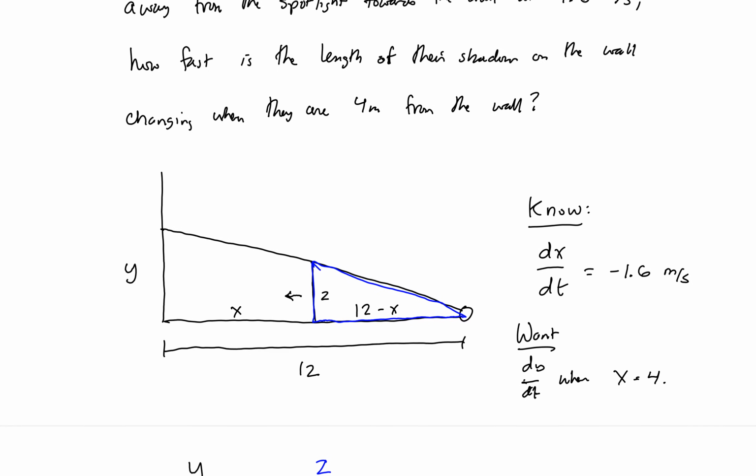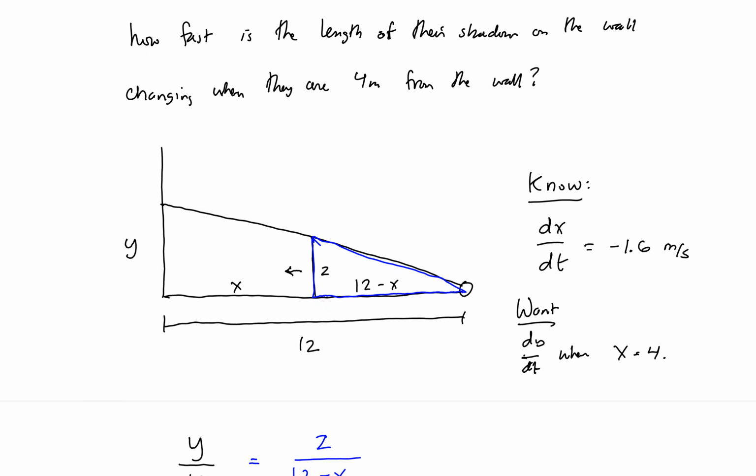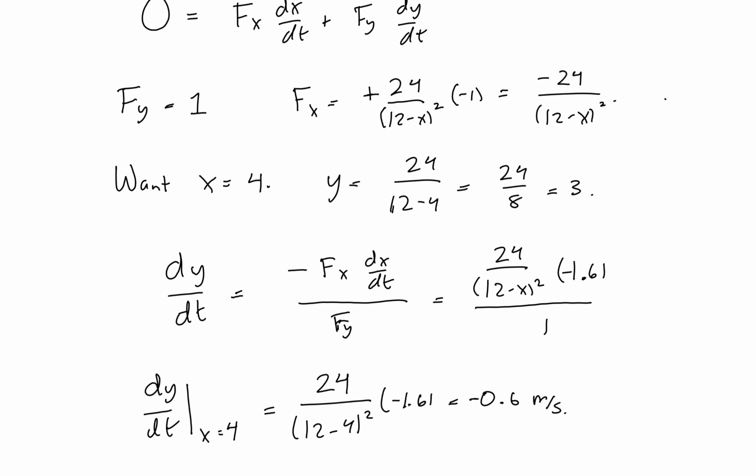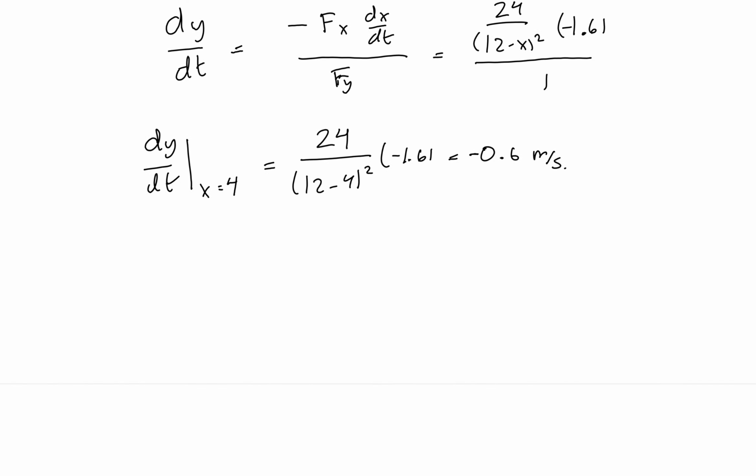Okay, so we can see as they're walking towards the wall, the shadow is going to be getting smaller, which is what we would expect since we get a negative sign here.